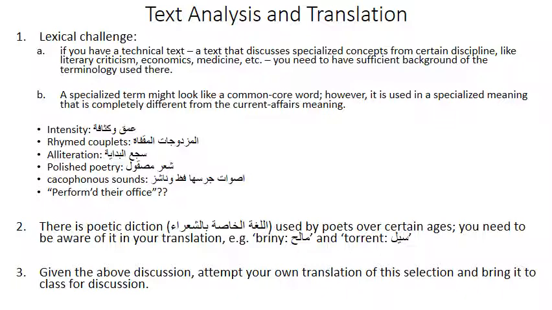في القصيدة دي هنلاقي برضو what is called poetic diction، اللي هي اللغة الخاصة بالشعر. يعني هي مش لغة كل الناس بيستخدموها. يعني كلمة مالح مش كل الناس بتقول عليها briny، وكلمة سيل مش كل الناس بتقول عليها torrent. It's not everyday use. هو استخدم كلمة briny بدل salty مثلا. Okay, so this is what we call poetic diction used by poets over certain age.